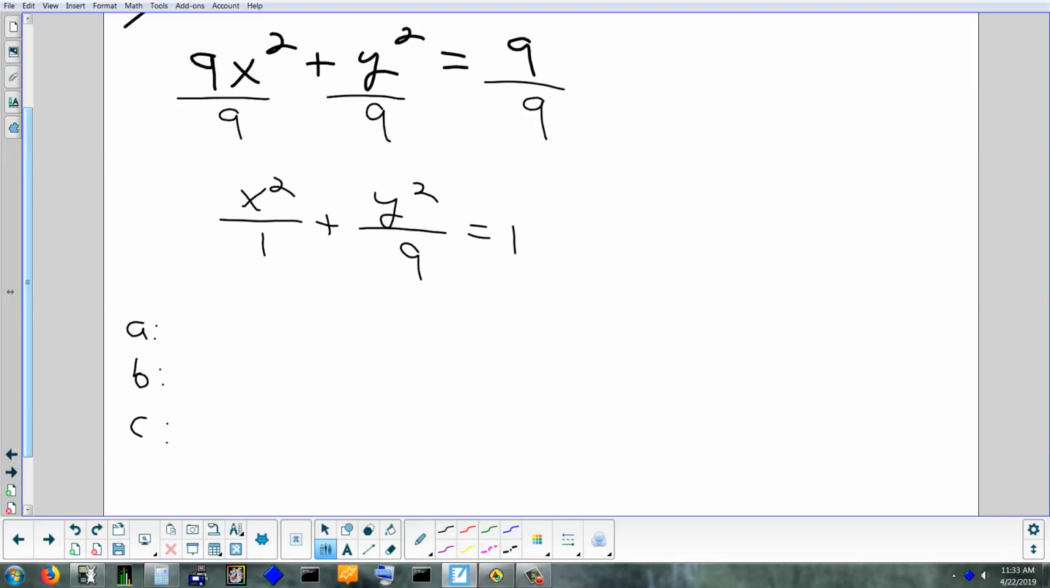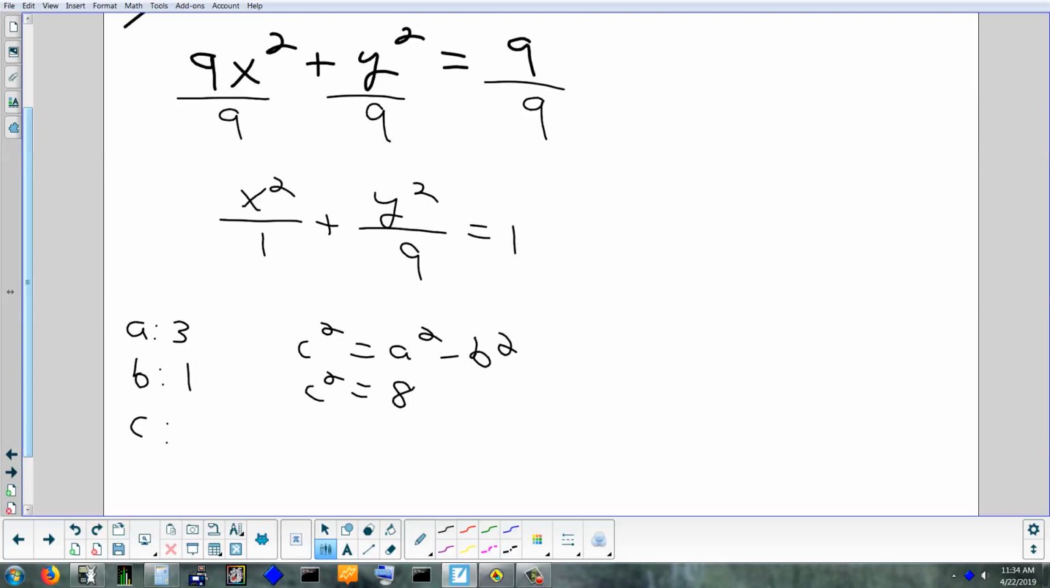A is always the bigger number, and you take the square root of it. Yes, A is 3. B is always the smaller number, and you take the square root of it, but in this case, B is still 1, same as B squared. And now C squared equals A squared minus B squared. A squared is 9, B squared is 1. So C squared is 8.